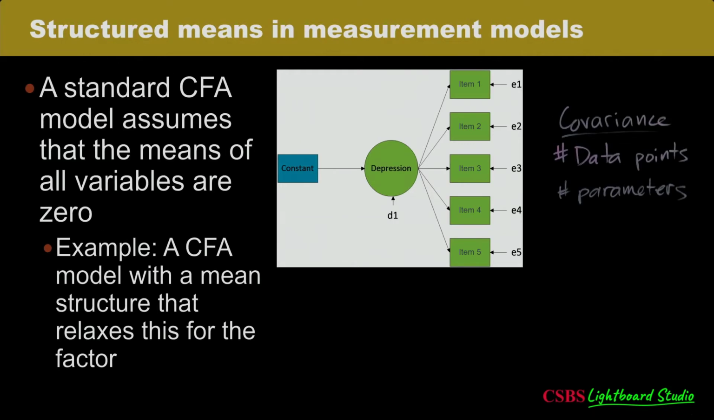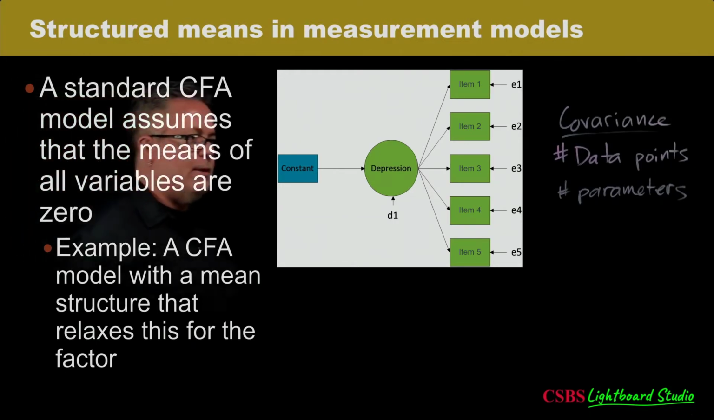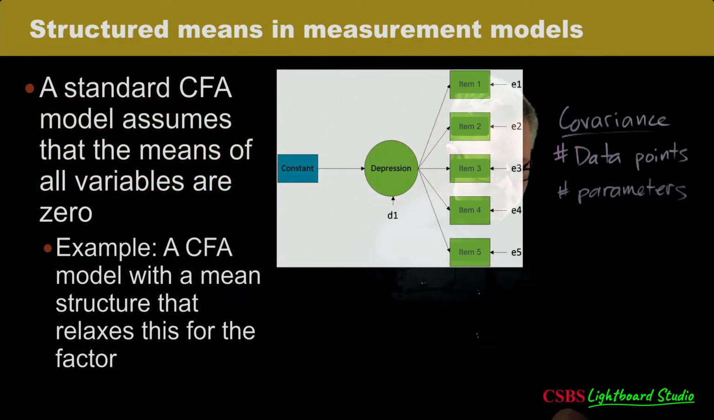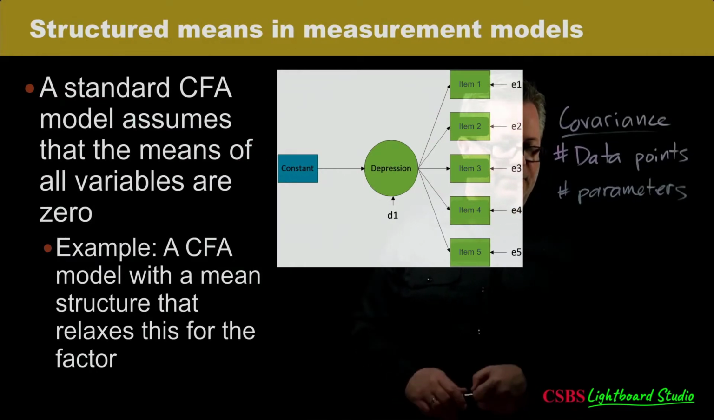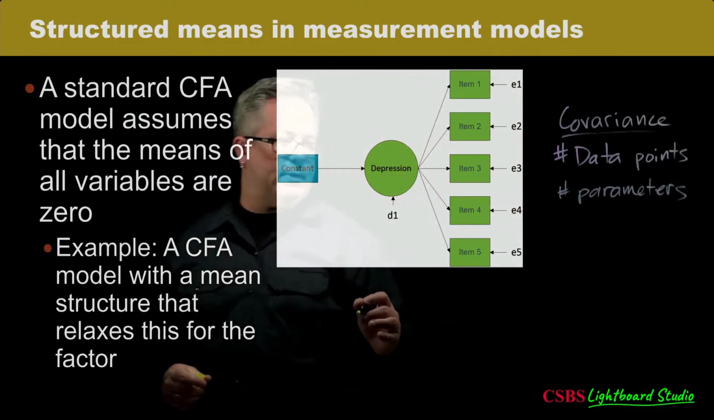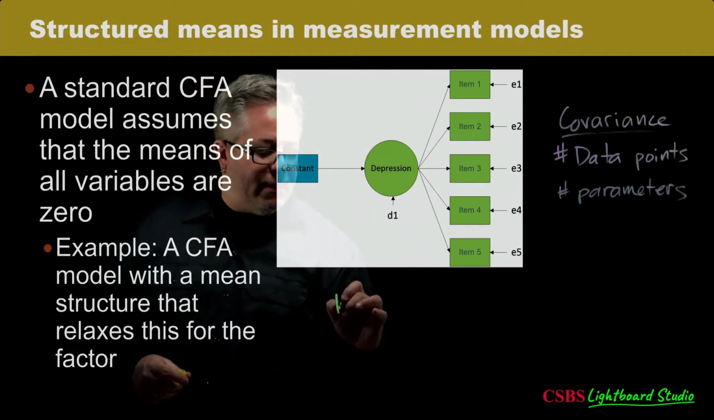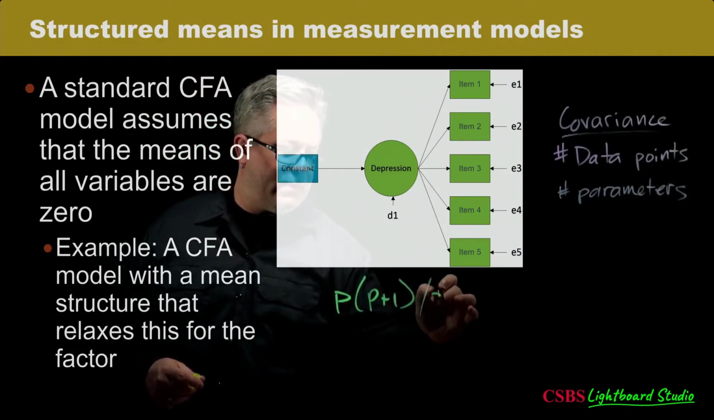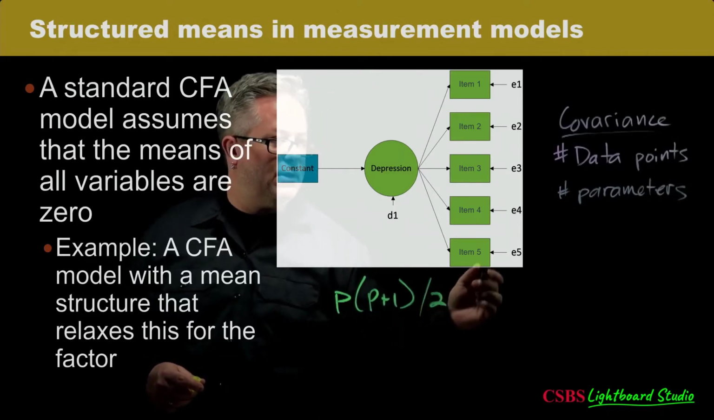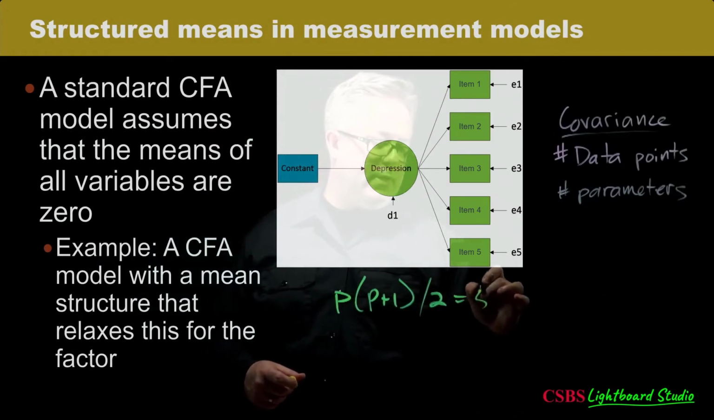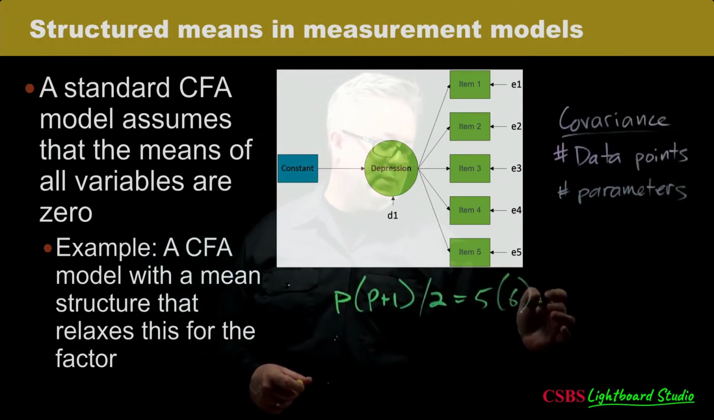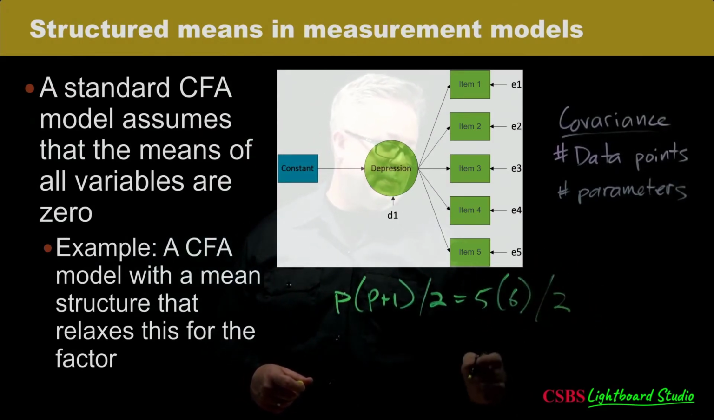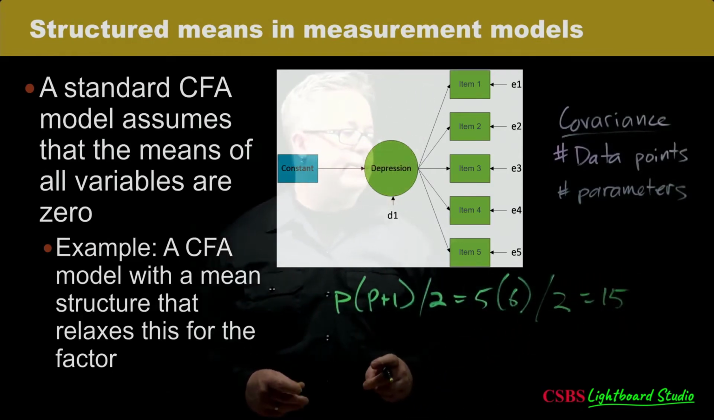What's our little equation that we've been using for a while? Yep. So we get P times P plus 1, divide that by 2. So what's P here? Well, 5 items. So that's going to be 5 times 6, divided by 2. So 5 times 6 is 30, divided by 2 is 15 data points.